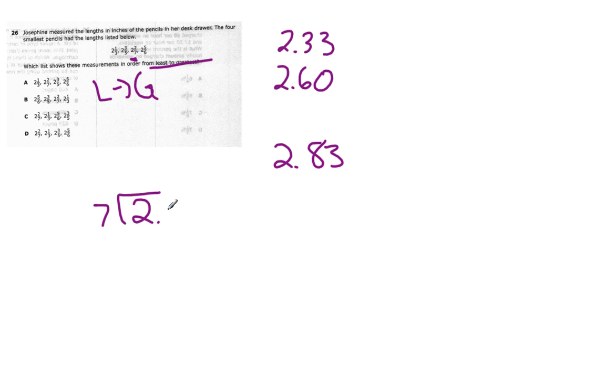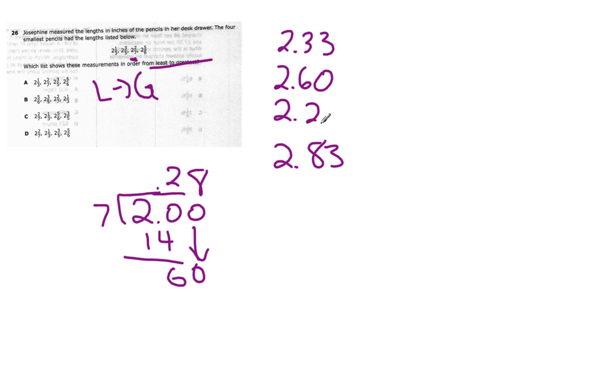Top in, bottom out. 7 goes into 20 2 times. 2 times 7 is 14. We get a 6. We can add another 0 here. 7 goes into 60 8 times. So 2 2/7 is about 2.28. Okay. So which of these is the smallest?